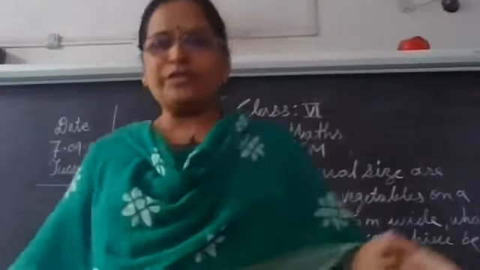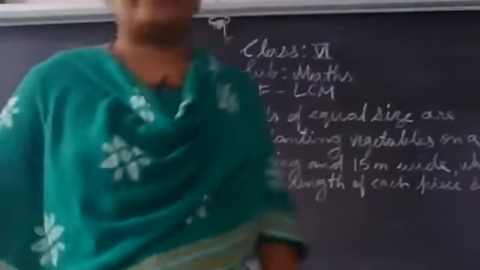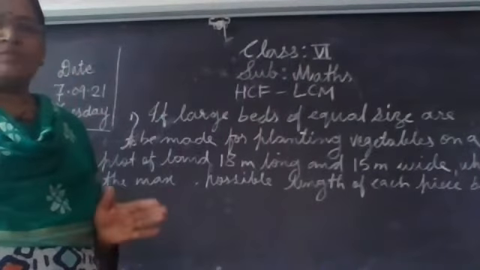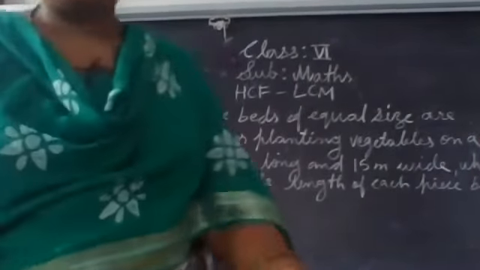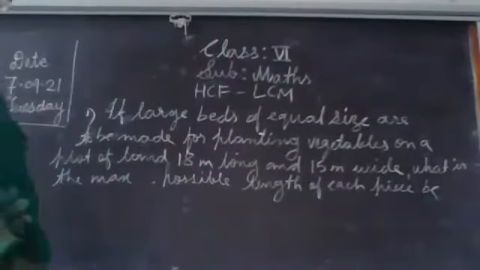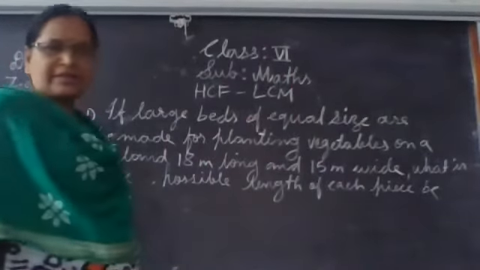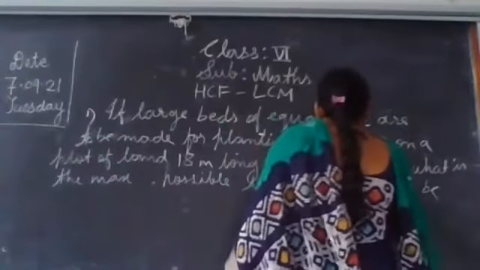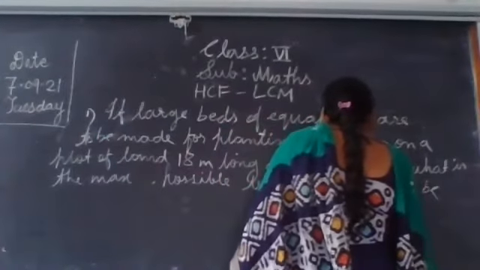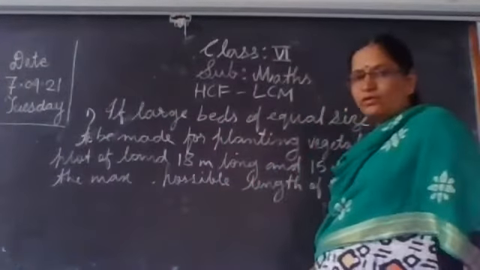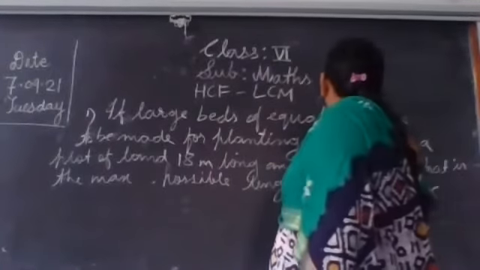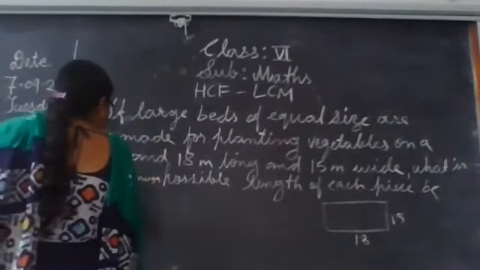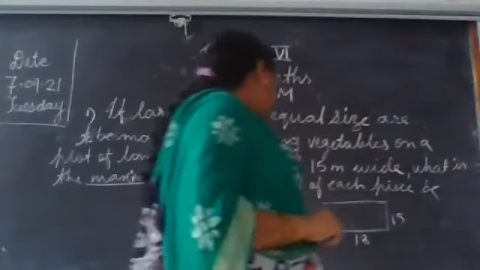Yes, children, so what is the question? Large beds of equal size are to be made for planting vegetables on a plot of land. The plot of land is 18 meter long and 50 meter wide. You have to divide it, and what is the maximum? The maximum is the greatest possible length of each.